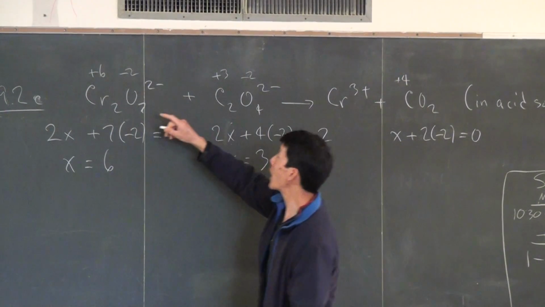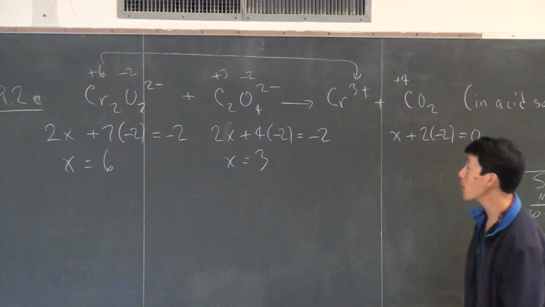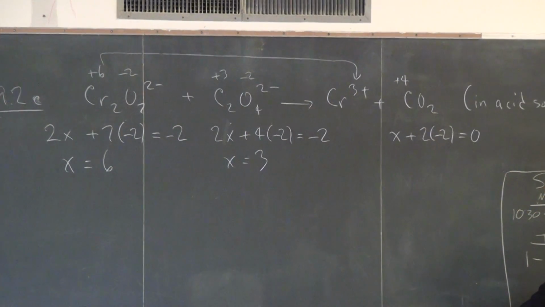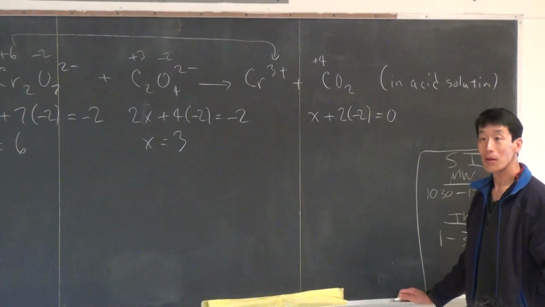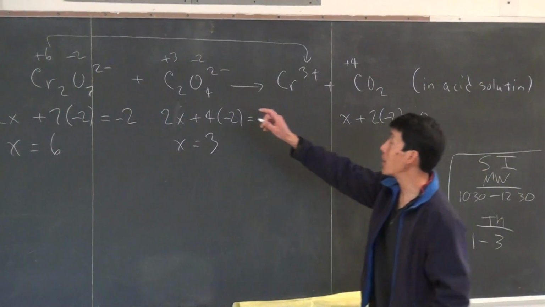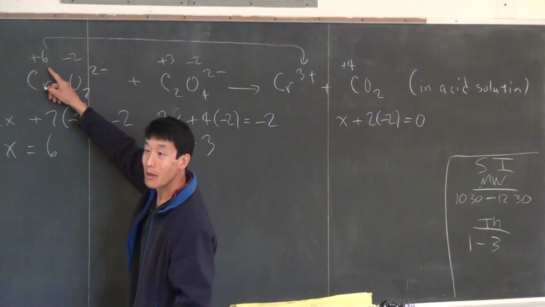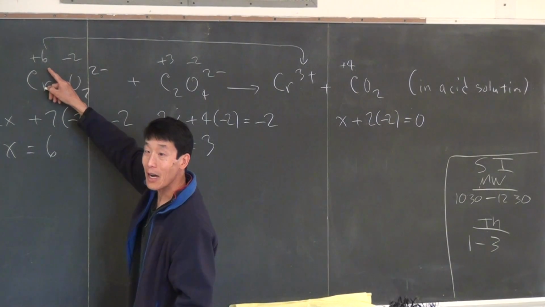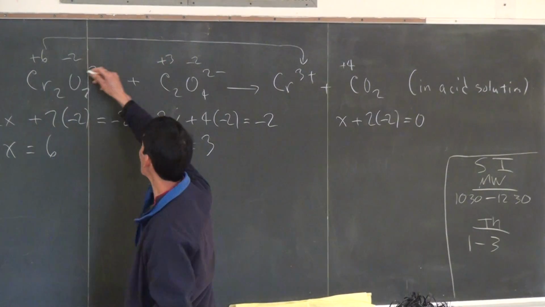Okay, so note that the chromium in dichromate goes from +6 all the way to +3. So is the chromium in Cr2O7 2- being oxidized or reduced? Note that the oxidation number, or the charge, is getting lower. That means it is being reduced. So that means the chromium is being reduced. So this is the reduction here.